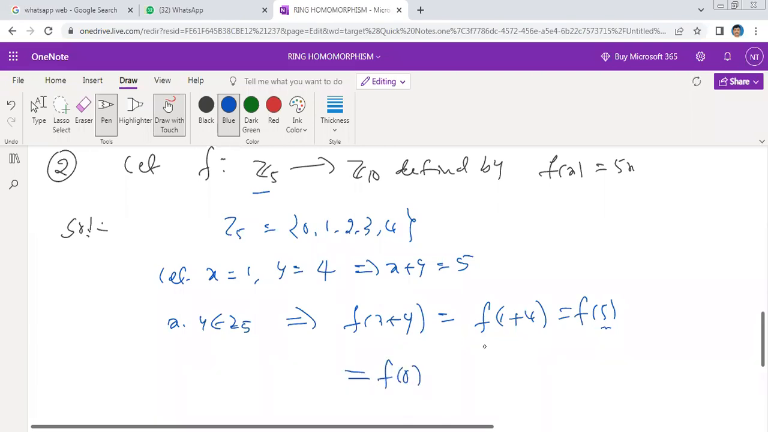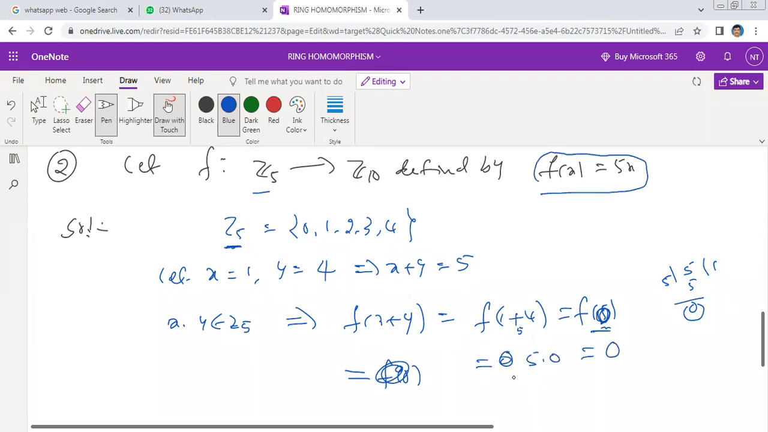Actually in Z5, under addition modulo 5, 1 plus 4 is nothing but 0. Am I right? Is that clear? Because 1 plus 4 is 5 in general addition, and 5 can be divided by 5 with remainder 0. So f of 0, what is the value of f of 0 according to my definition? It is 0, because 5 into 0 is equal to 0.